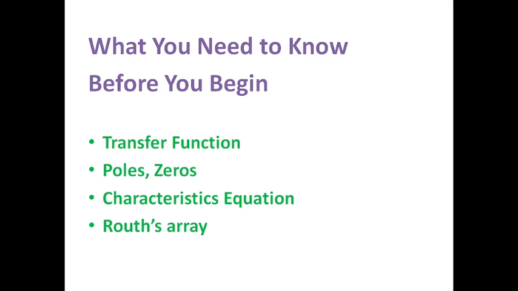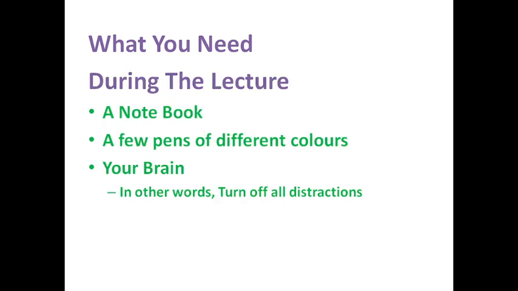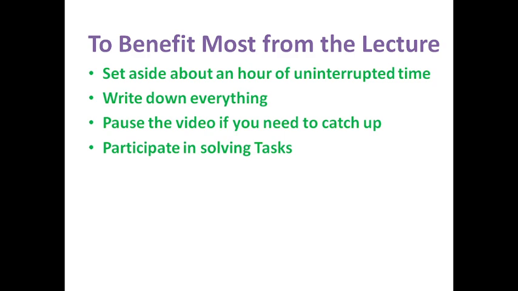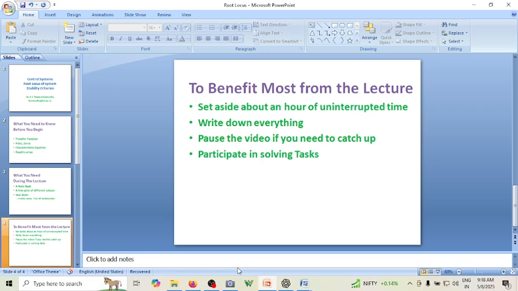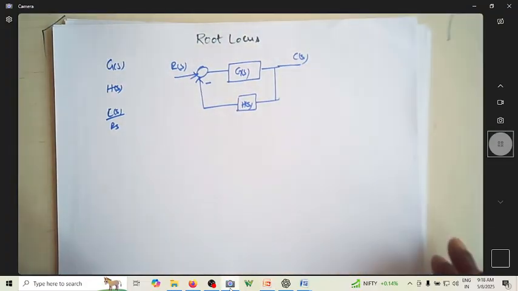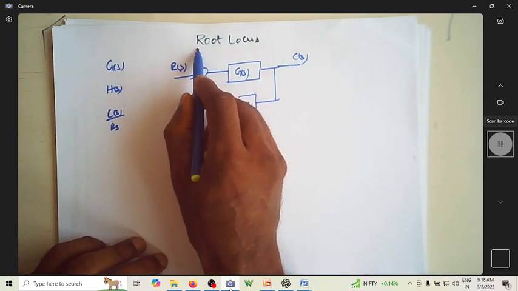Before we proceed, you should know what is transfer function of a system, poles and zeros of a system, characteristic equation, and how to write the roots of a given characteristic equation. Okay, with these prerequisites, let us move on to root locus.